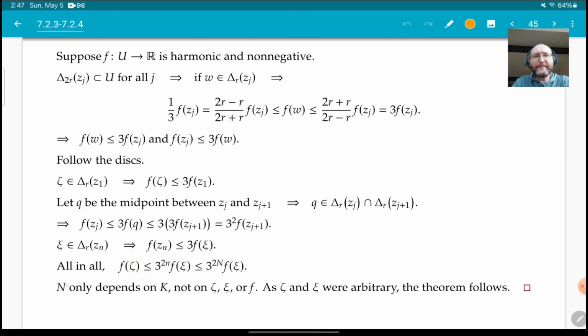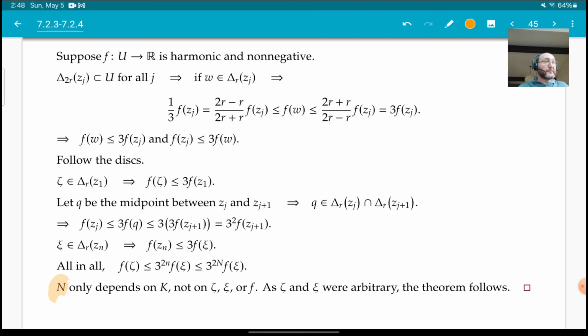Now, the point is this capital N depends on K. It depended on how many disks we needed, and that really depended on the distance to the boundary. But that's it. Once K was connected and you knew the distance of K to the boundary, you would take r to be half of that, and then you'd cover K by those disks. So once you knew that, you knew capital N. So it only depended on K; it didn't depend on f, and it didn't depend on which points in K I'm taking, right?